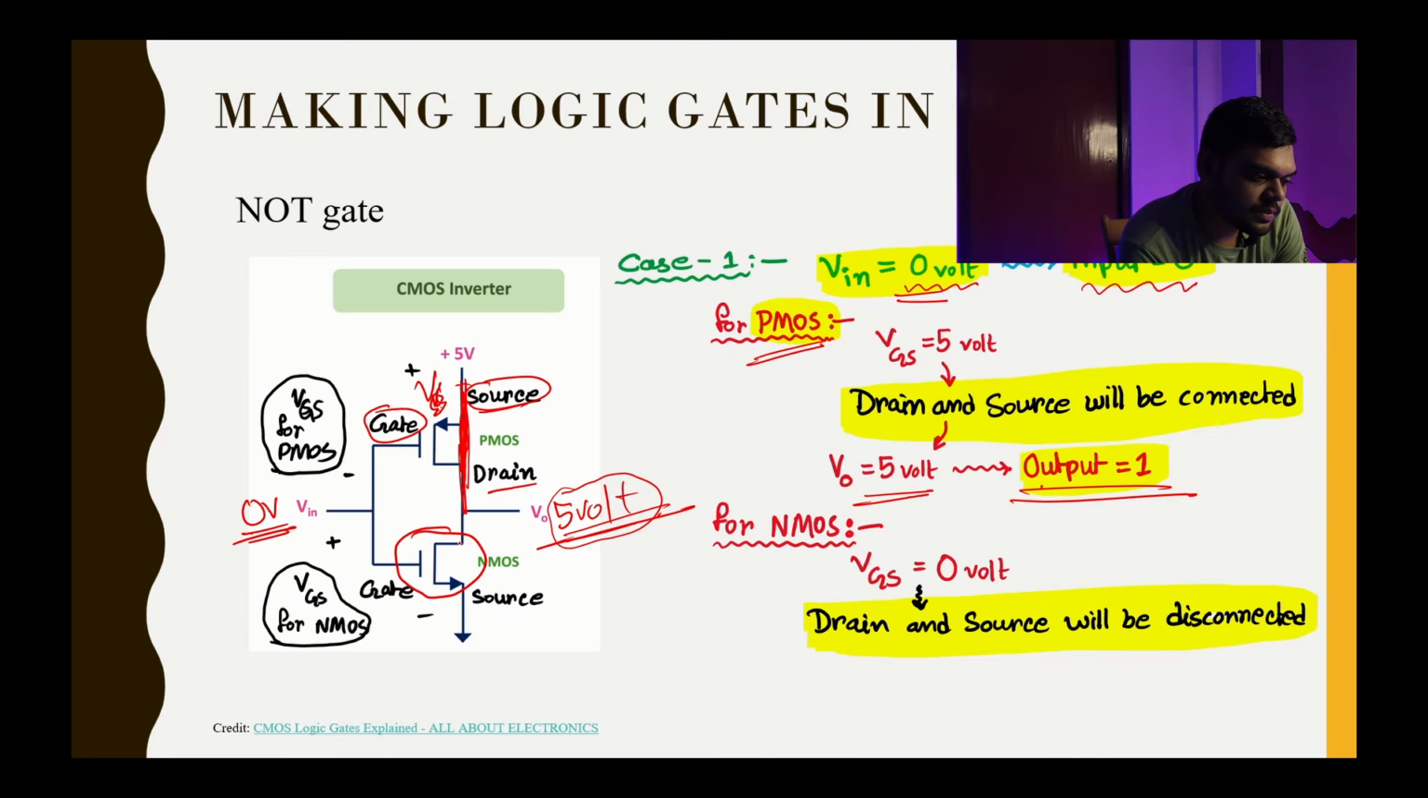For NMOS, the voltage difference between gate and source is equal to 0. So there will not be any connection developed between drain and source. Okay. So now let's move forward.